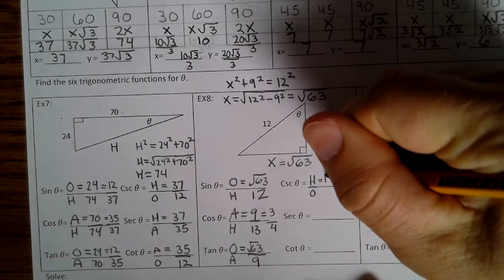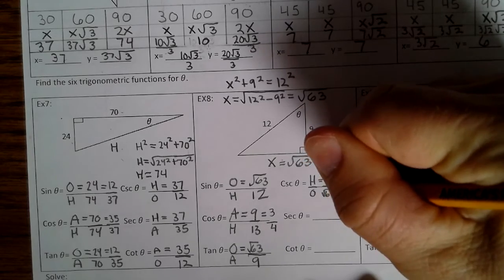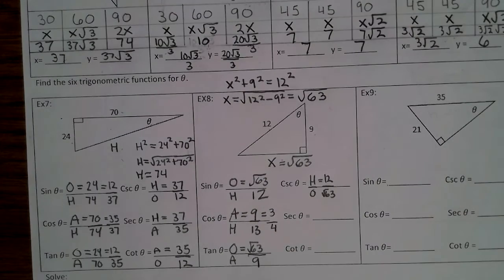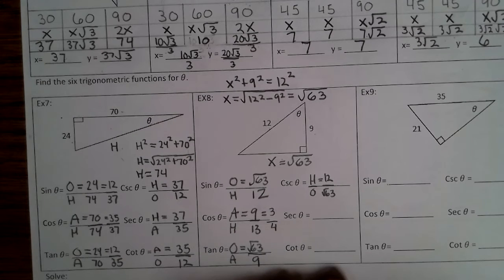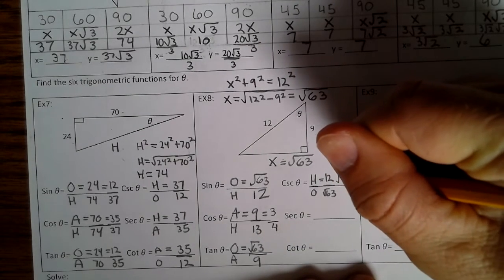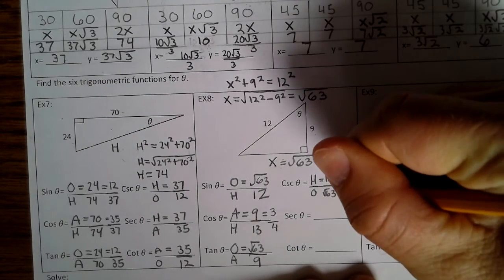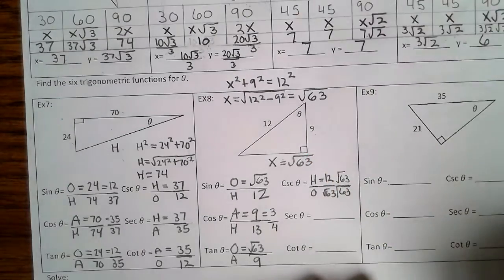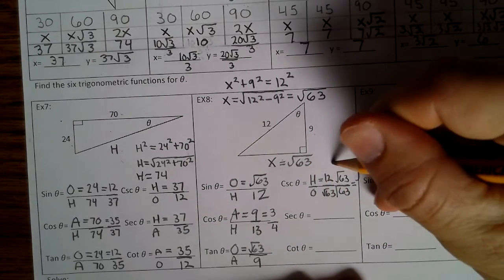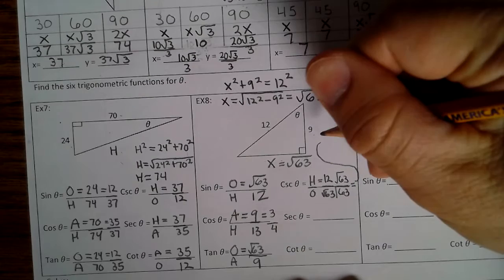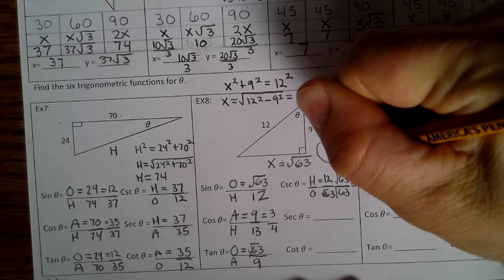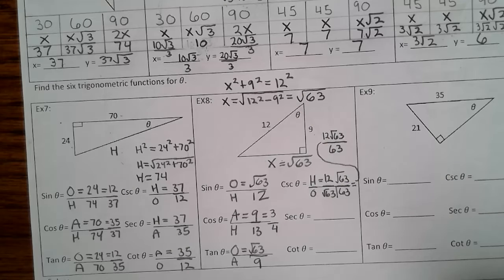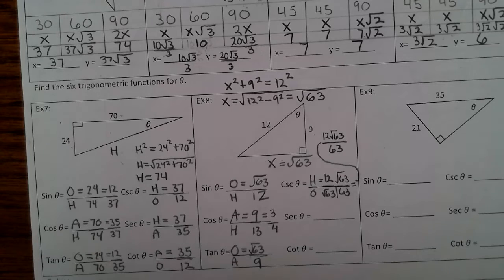But you can't leave the square root of 63 in the denominator, so we need to multiply top and bottom by square root of 63, which I guess we've run out of space. We'll come over here. So that's 12 square root of 63 divided by 63. Now secant. Secant is hypotenuse over adjacent. Well, that's easy. That's just 4 divided by 3.